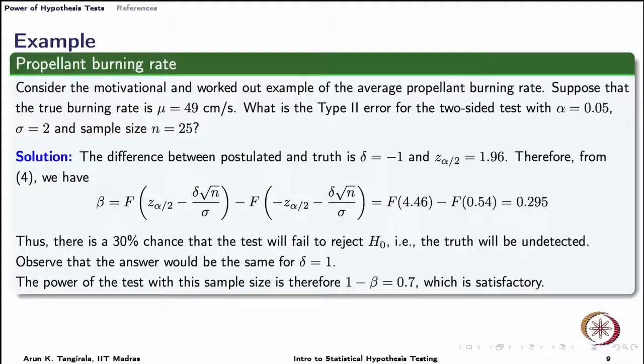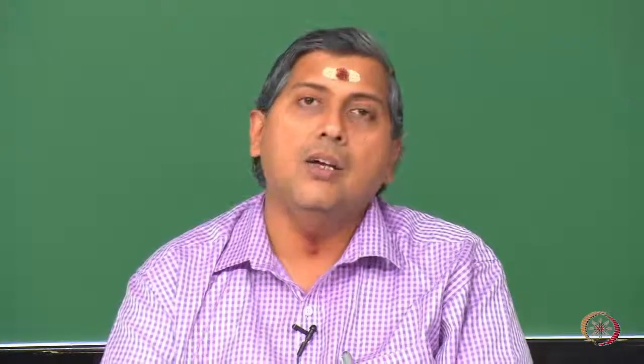What does this mean? If I were to repeat these calculations for a different truth, let us say 48 centimeters per second or 40 centimeters per second or even 30 centimeters per second and so on, I would get different values of beta. Suppose I was calculating the beta instead of mu 1 being 49, suppose mu 1 was 40 centimeters per second. That means we want the test to detect a very large difference between the postulated value and the truth.